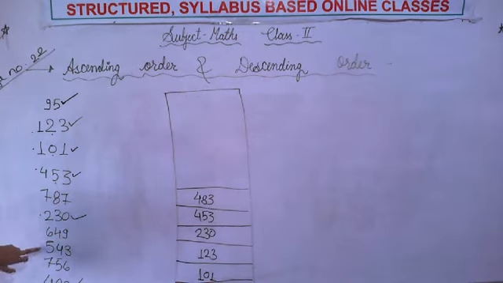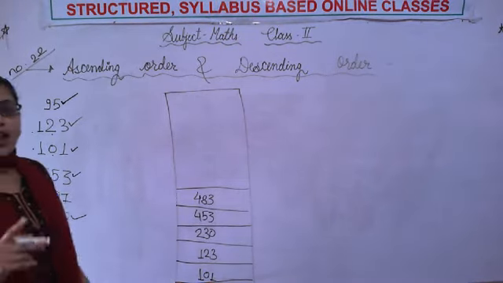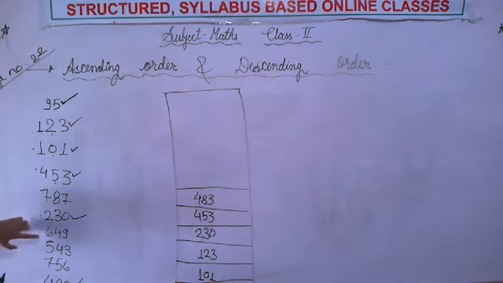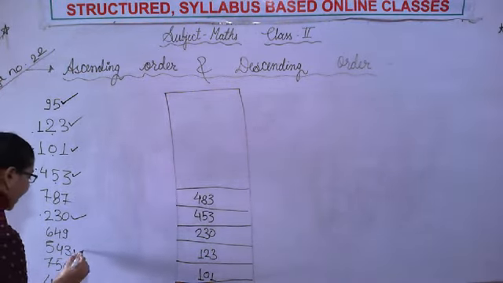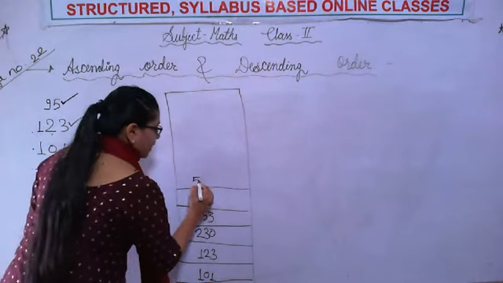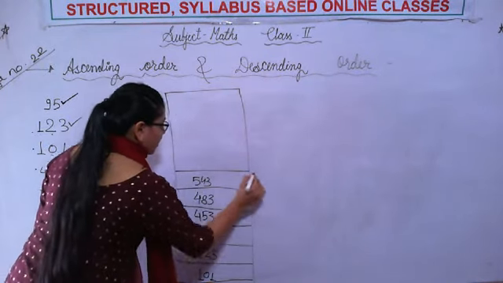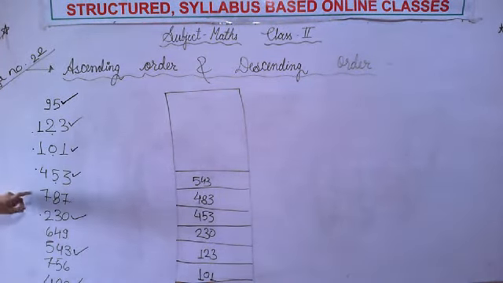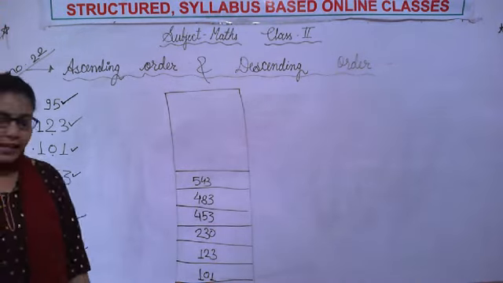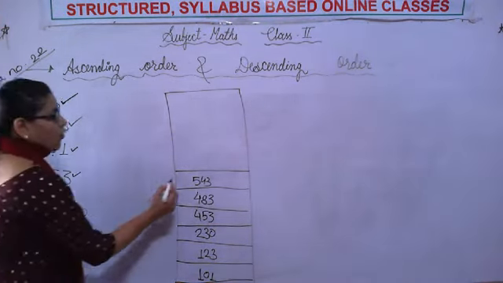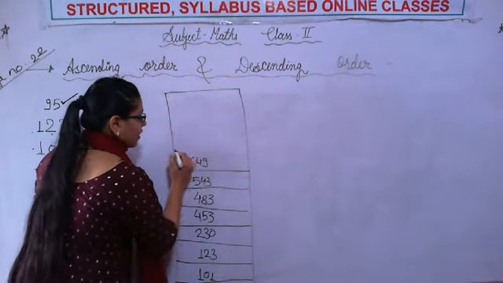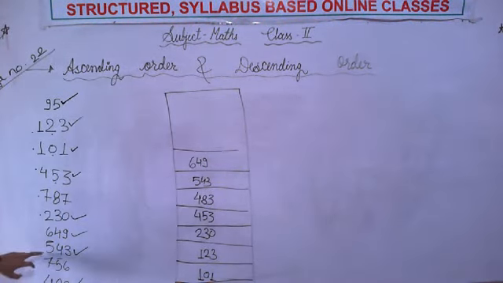Now 7, 6, 5, 7. Which one is smaller among these? 5 obviously, so we'll write 543. Now again we'll check 787, 649 and 757. 7, 6 and 7. Which one is smaller? 6. So we'll write 649.